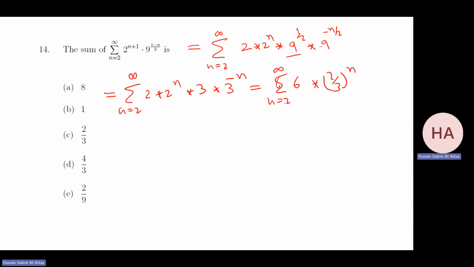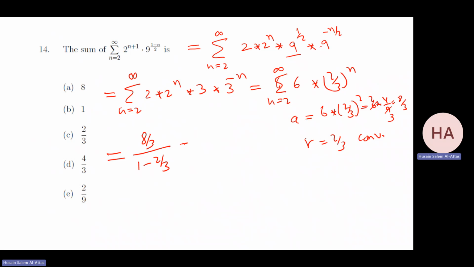So do the first. What will be A? The first step, it will be 6 times 2 over 3 squared, which is 6 times 4 over 9, which is 8 over 3. What is R? R is 2 over 3, converges. The absolute value of R is less than 1. So the summation will be A, 8 over 3, over 1 minus 2 over 3. So it's 8 over 3 over 1 over 3, which is 8. That will be the answer.